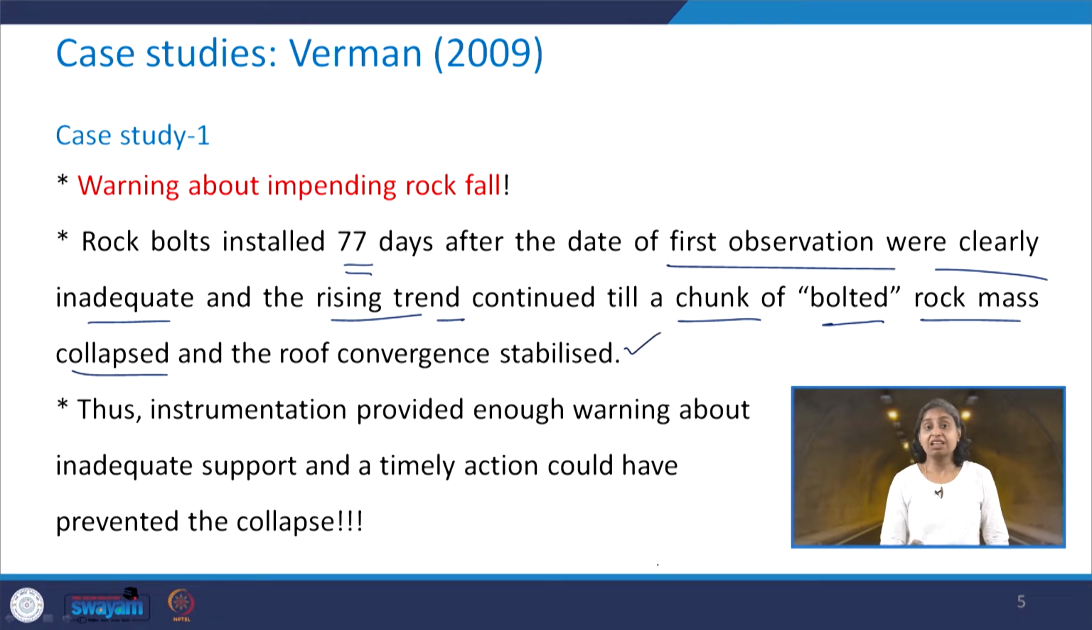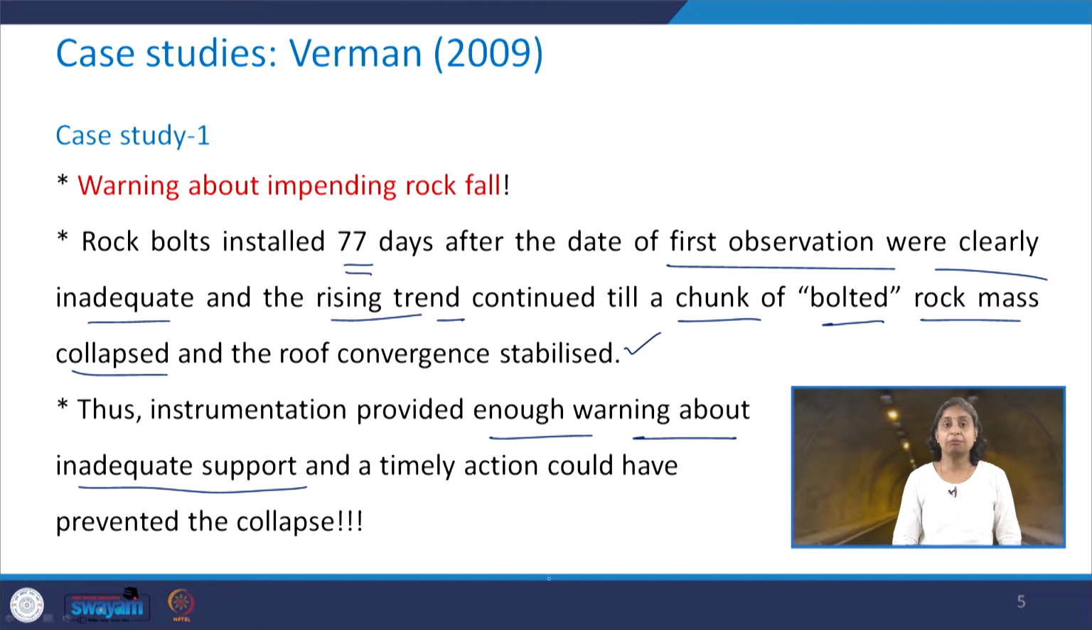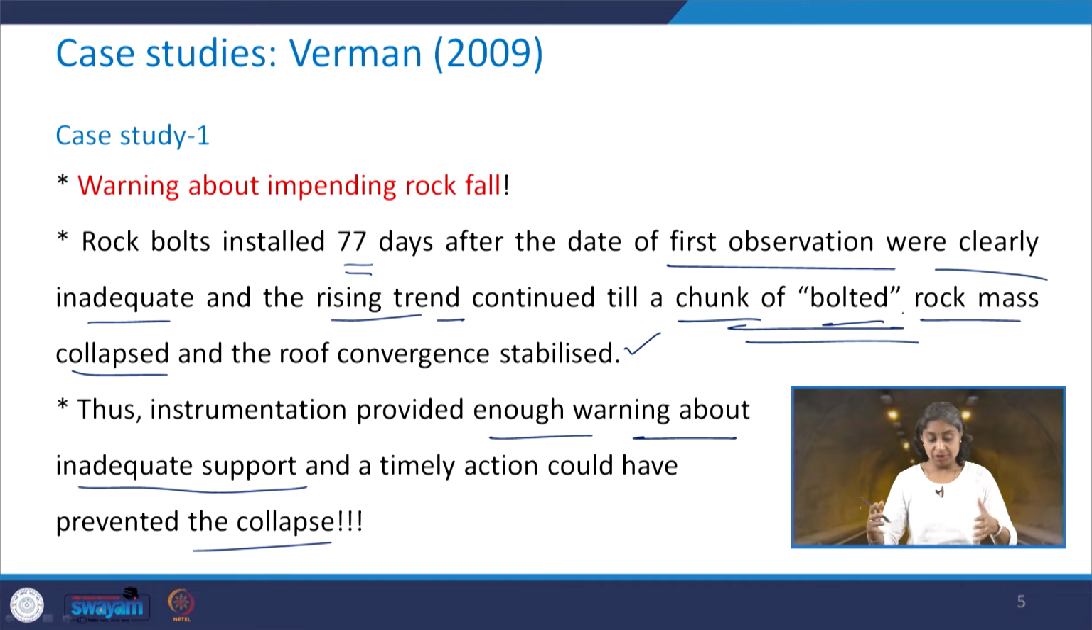Therefore, you can say that the instrumentation provided enough warning about the inadequate support system, and if timely action could have been taken, that would have prevented the collapse, that is, the collapse of the chunk of bolted rock mass could have been prevented.